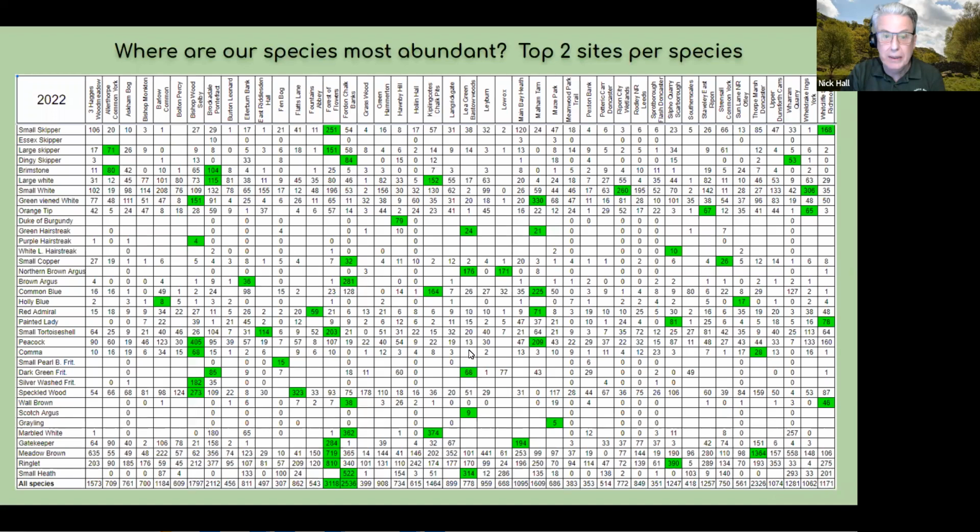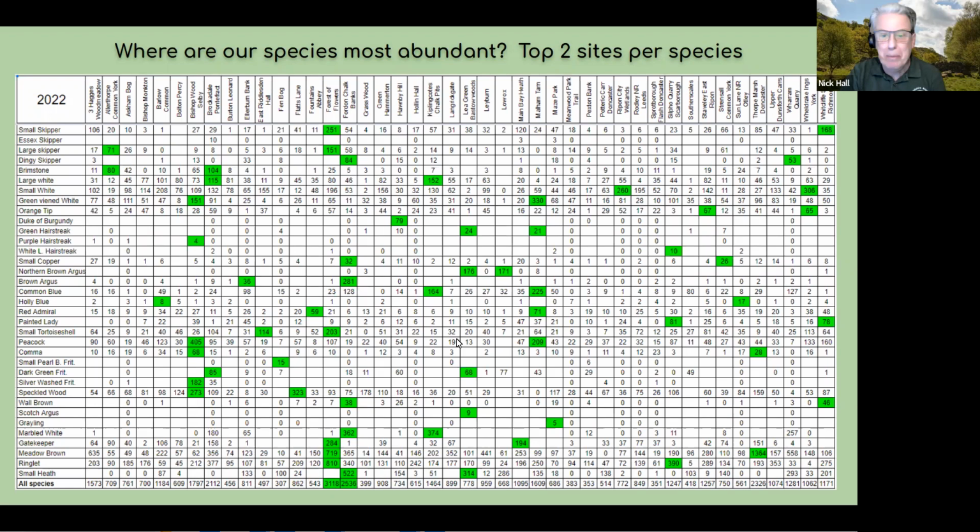This is a daunting looking table. I hope you can see it all. If you find that there's people's faces all over it, you can just go to speaker view, and that'll reduce what you can see to just my ugly self.